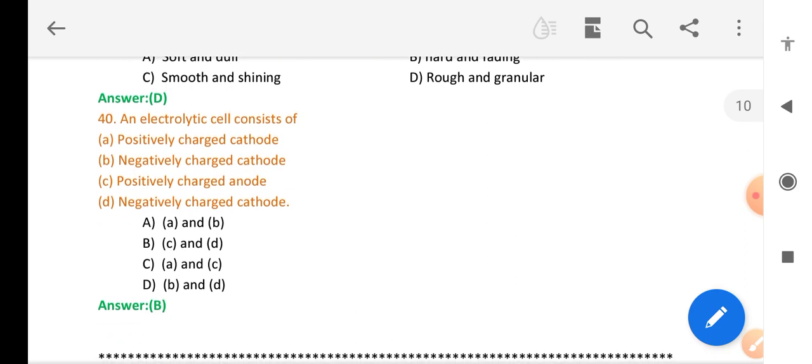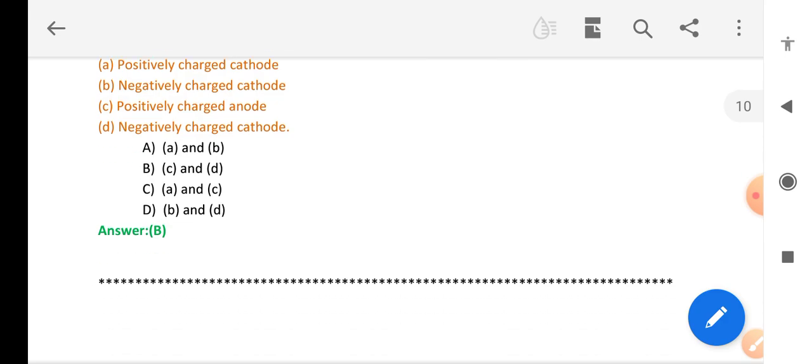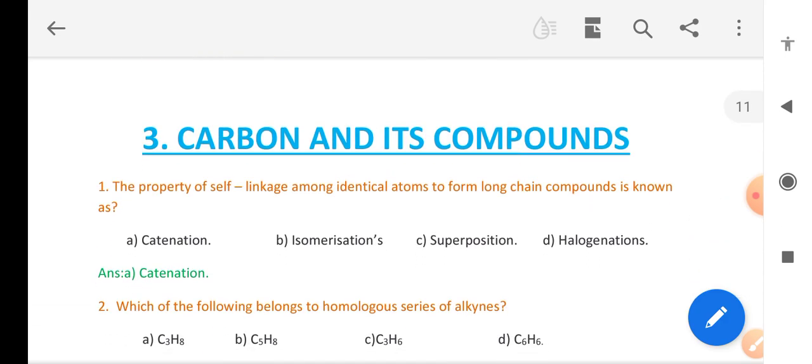The electrolytic cell consists of what? A positively charged anode and a negatively charged cathode. These are the properties of an electrolytic cell.